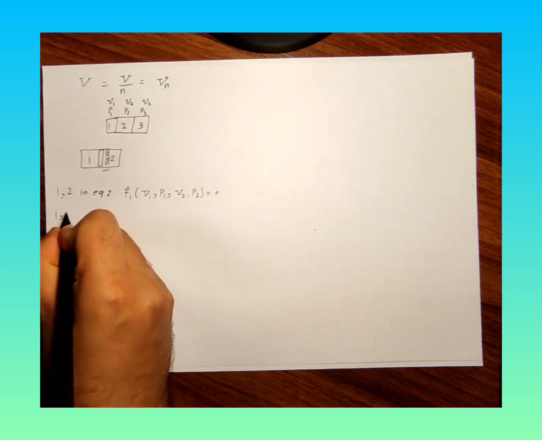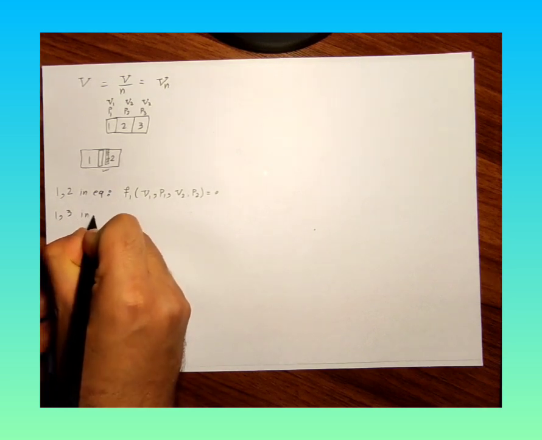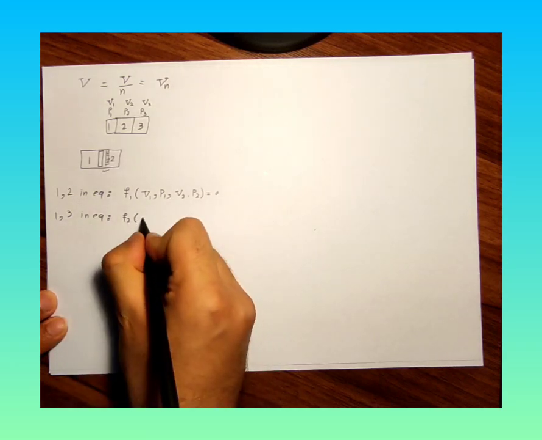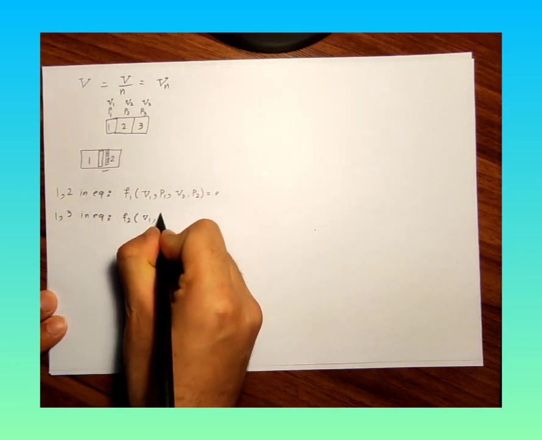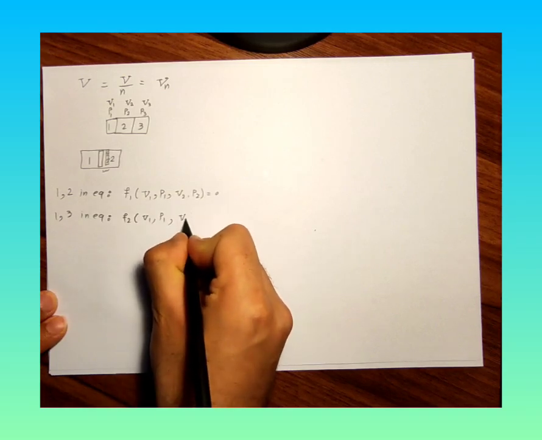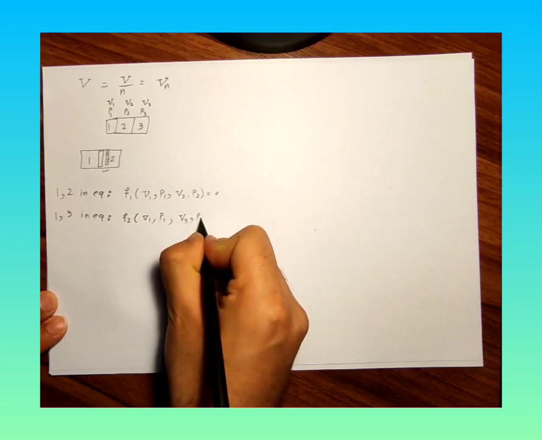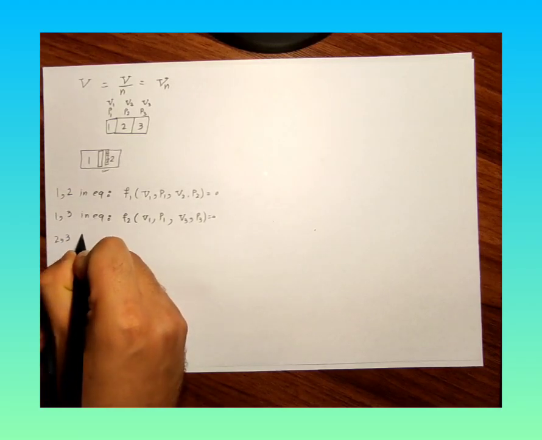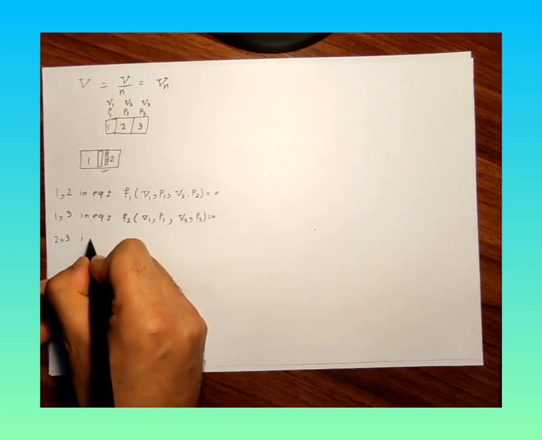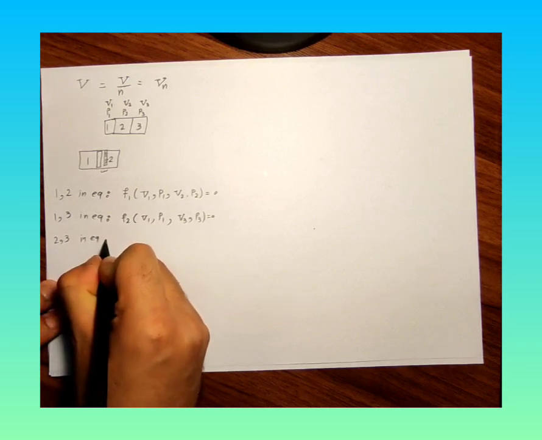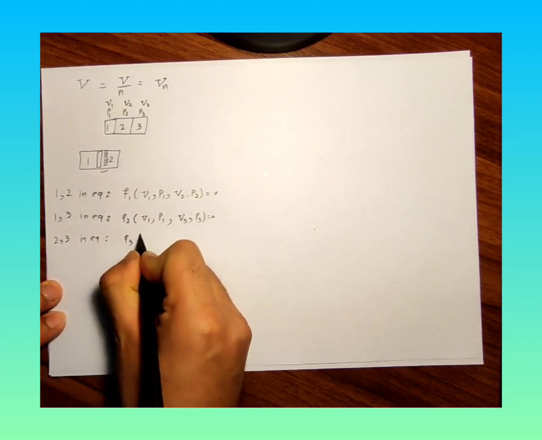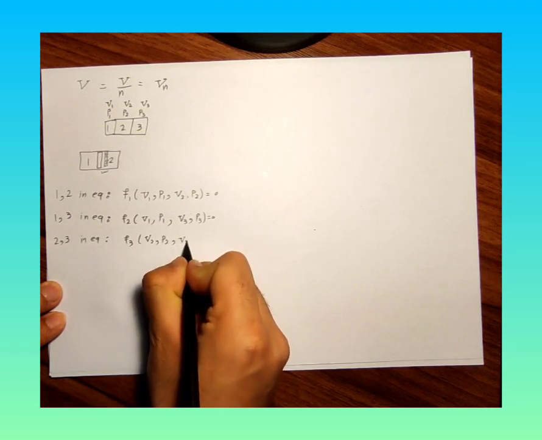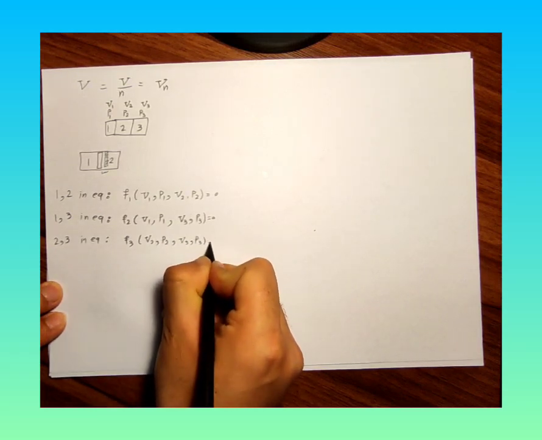The same for systems 1 and 3 in equilibrium: F2 of V1 P1 V3 P3 is 0. And for these two systems, 2 and 3, in equilibrium, the function F3 of V2 P2 V3 P3 is 0.